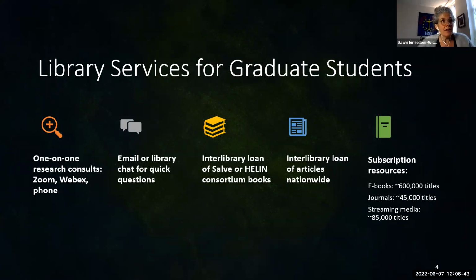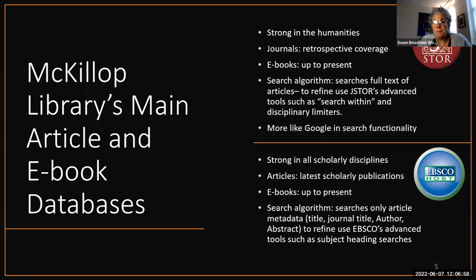It tends to have a 24 to, depending on how responsive the lending school is, 72-hour turnaround for interlibrary loan for articles, because we have 3 people who are assigned to work on it. So our main article databases are JSTOR and Ebsco. JSTOR is particularly strong in the humanities.